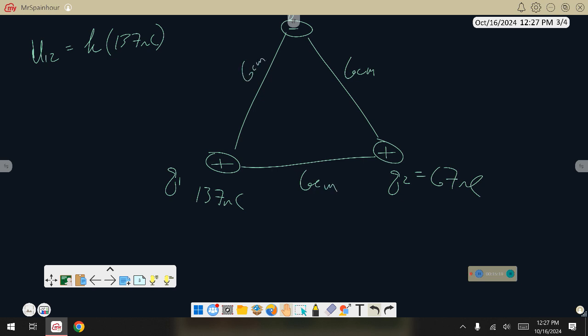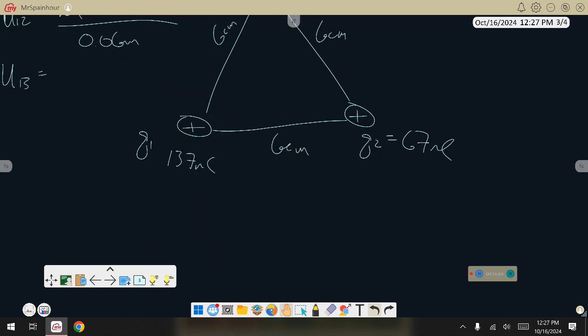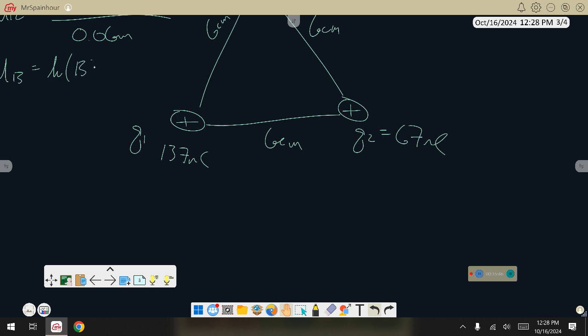So I would say U12 is K times 137 times 67 nanocoulombs all over a distance of 0.06 meters. That's the potential energy caused by this setup right here. But I would also need the potential energy U13, because I'm asking for the potential energy of charge 1. So that would be K times 137 nanocoulombs times negative 200 nanocoulombs all over 0.06 meters.